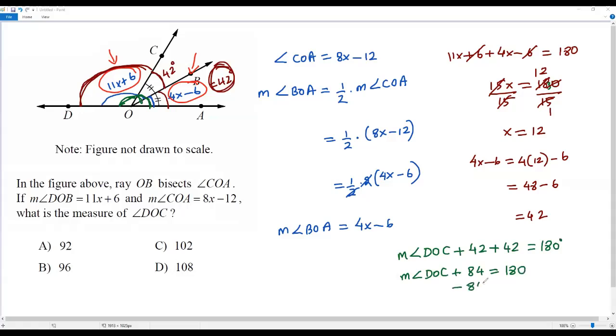So let's subtract 84 from both sides to get the measure of angle DOC. When I subtract 84 from both sides, +84 and -84 will cancel out. So the measure of angle DOC equals, when I subtract 84 degrees from 180 degrees, 96 degrees. So the measure of angle DOC is 96 degrees. The correct answer choice for this one is option B.